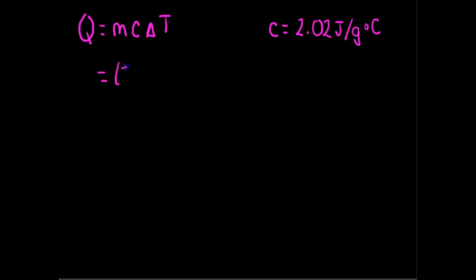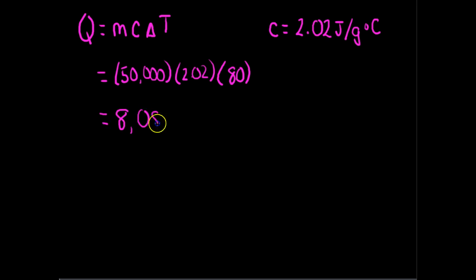Plug and chug. Mass has not changed. 50,000 grams times C, 2.02, times delta T. We're going from 100 to 180. That means the difference from 100 to 180 is 80 degrees. Just multiply, and our final really big number here, 8,080,000 joules. That is our last step. That is step 5. So we've got our 5 values that we need for each step of the way.